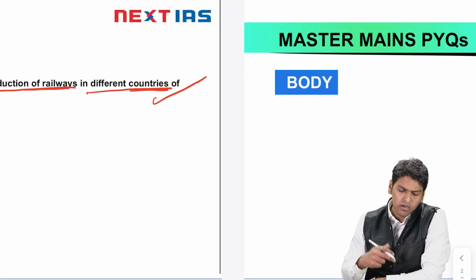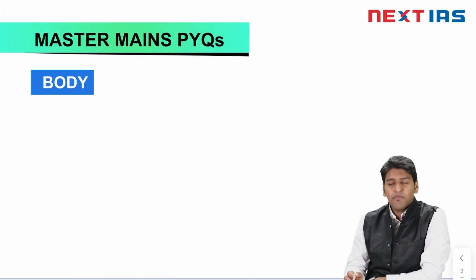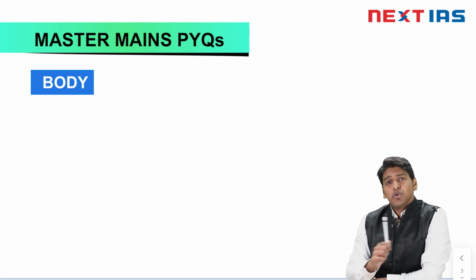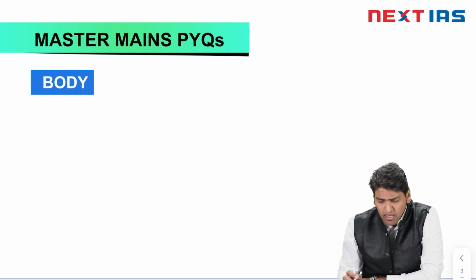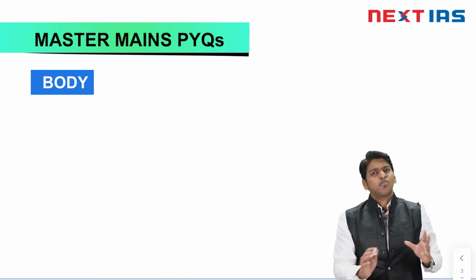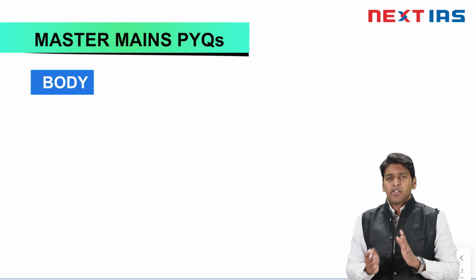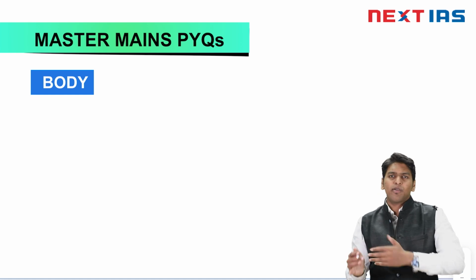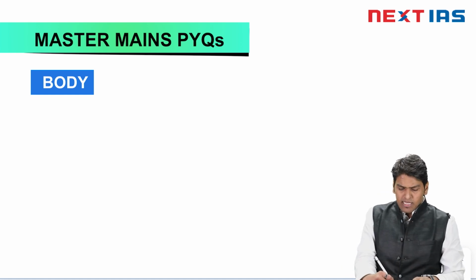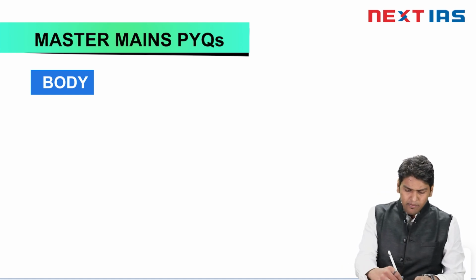Next we can come to the body part. Here the question is asking about socio-economic changes. In the exam you can club them as socio-economic, but here, as we are discussing in detail, we will try to split them into the social impact and the economic impact. So first we will see the social impact.